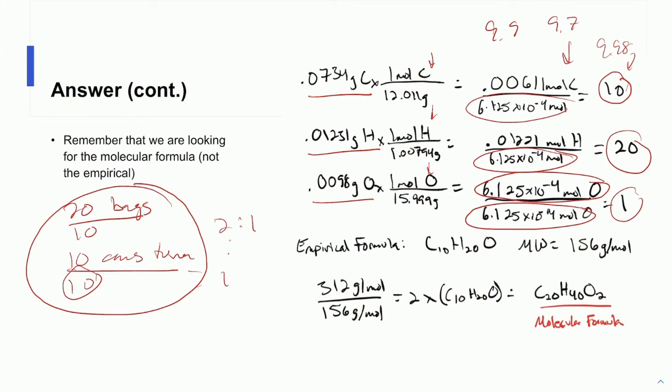Now, what does that tell us? That means there's 10 carbons, 20 hydrogens, and 1 oxygen in ratio to one another. So that gives us our empirical formula. So it's C10H20O is our empirical formula.